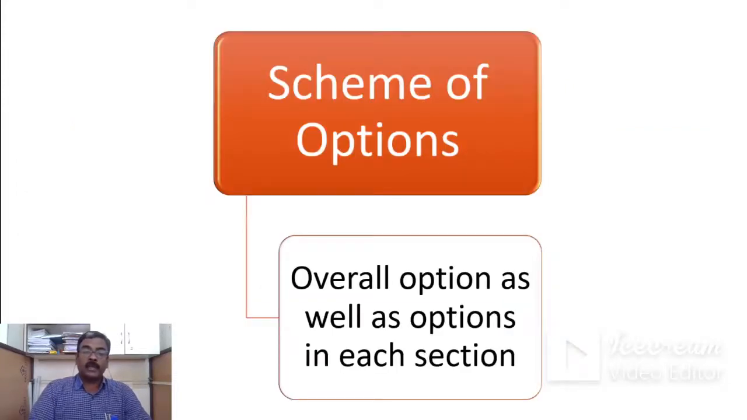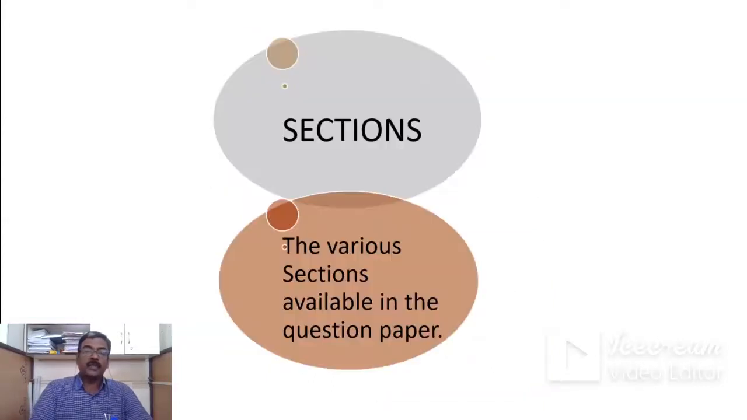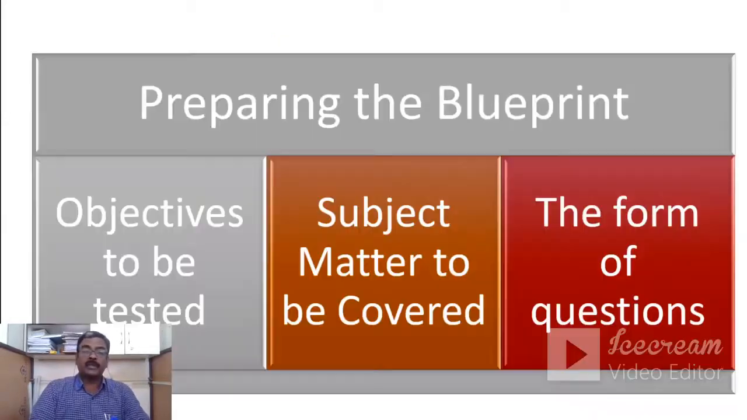Next one is scheme of options. We must fix the overall options as well as the options in each section. We must fix the options for each section, in 1 mark, 2 mark and 5 mark questions. Sections means the various sections available in the question paper. We already discussed it. Usually 3 types of sections are available: 1 mark questions, short answer questions, and essay type questions. So there are 3 types of sections available in the question paper.